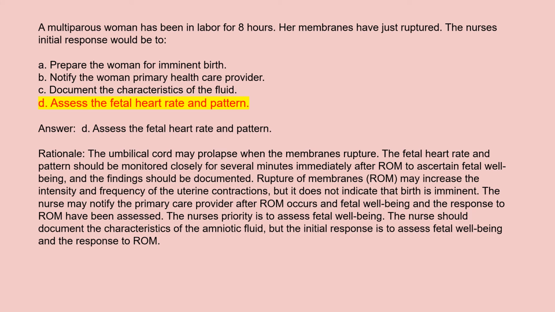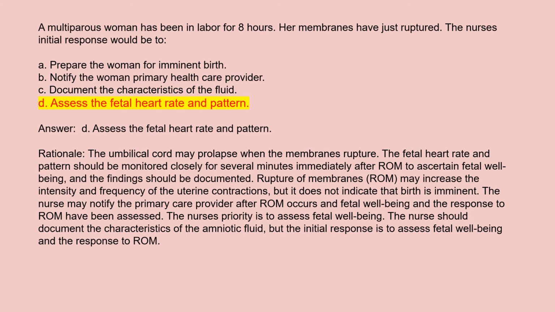Answer. D. Assess the fetal heart rate and pattern. Rationale. The umbilical cord may prolapse when the membranes rupture. The fetal heart rate and pattern should be monitored closely for several minutes immediately after ROM to ascertain fetal well-being, and the findings should be documented.